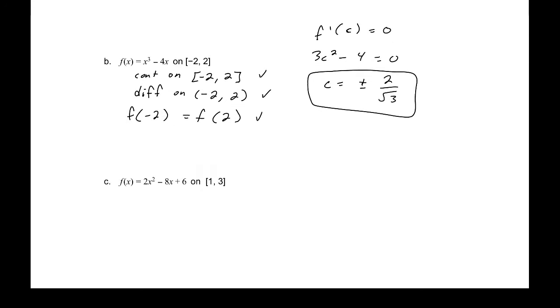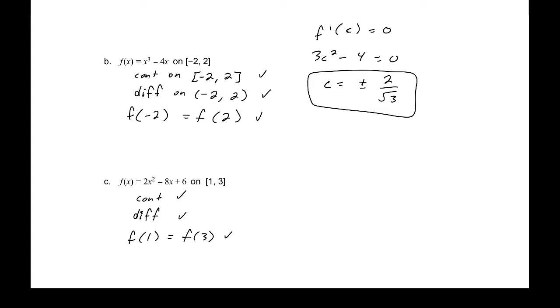All right, part C. Is it continuous on the interval 1 to 3? Yes, it's a polynomial. Is it differentiable? Yes. And is f of 1 equal to f of 3? Are the two endpoints equal? Evaluating at 1, that is 2 minus 8 plus 6, so that is 0. Evaluating at 3, 18 minus 24 plus 6, yes, that's 0 as well. So those two are, in fact, equal.